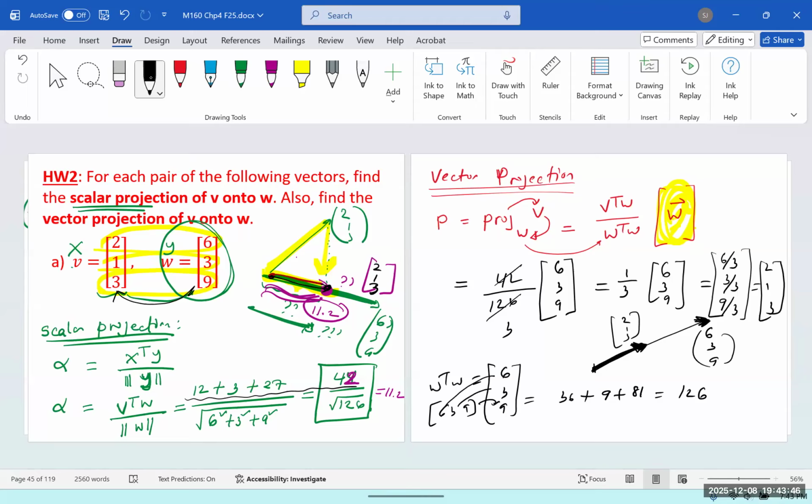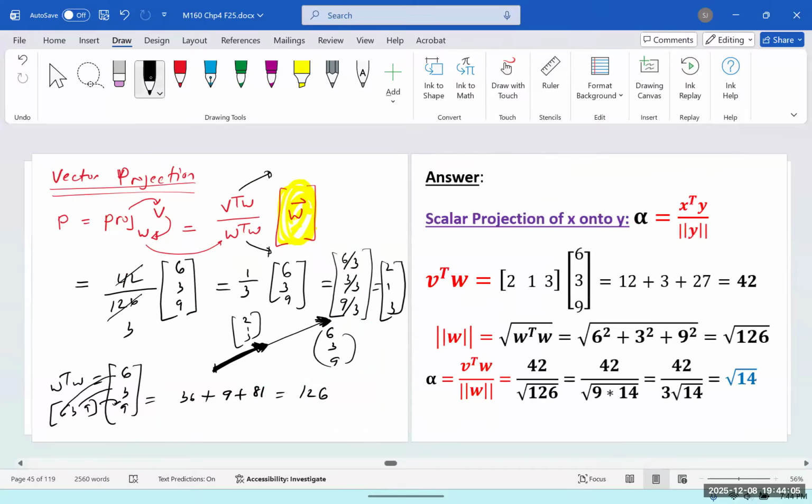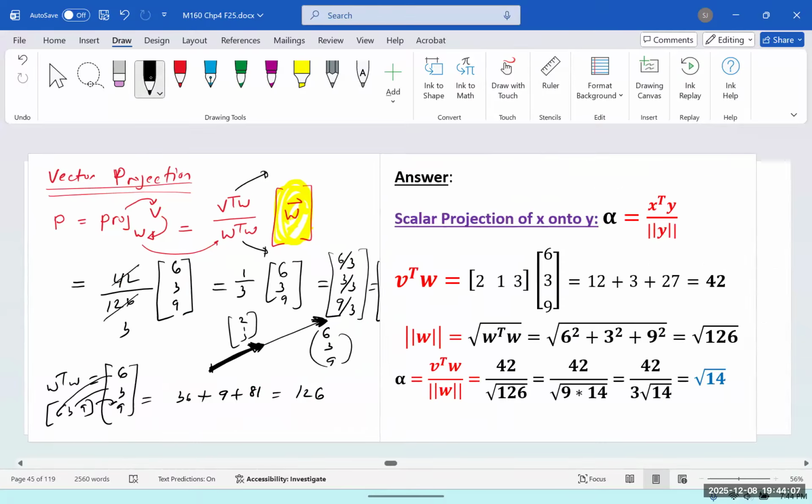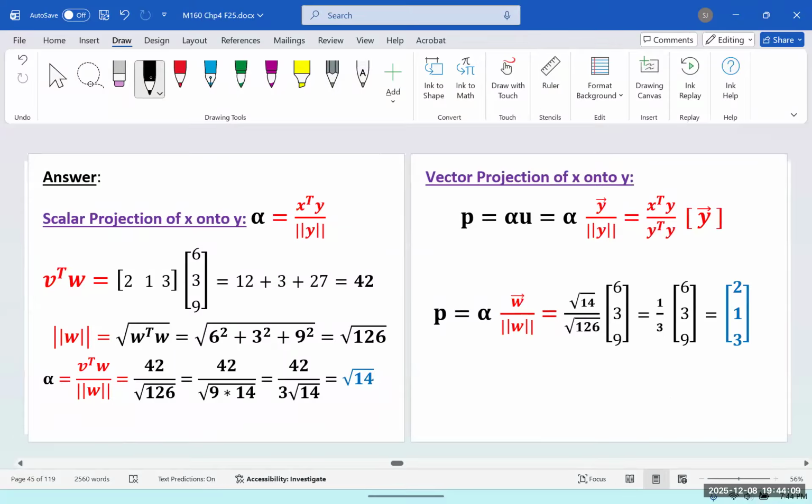So bottom line, you have to remember these formulas and the definition for each one. For example, what does B transpose W mean? What does W transpose W mean? What does norm mean? Any question? If you're confused, please let me know.